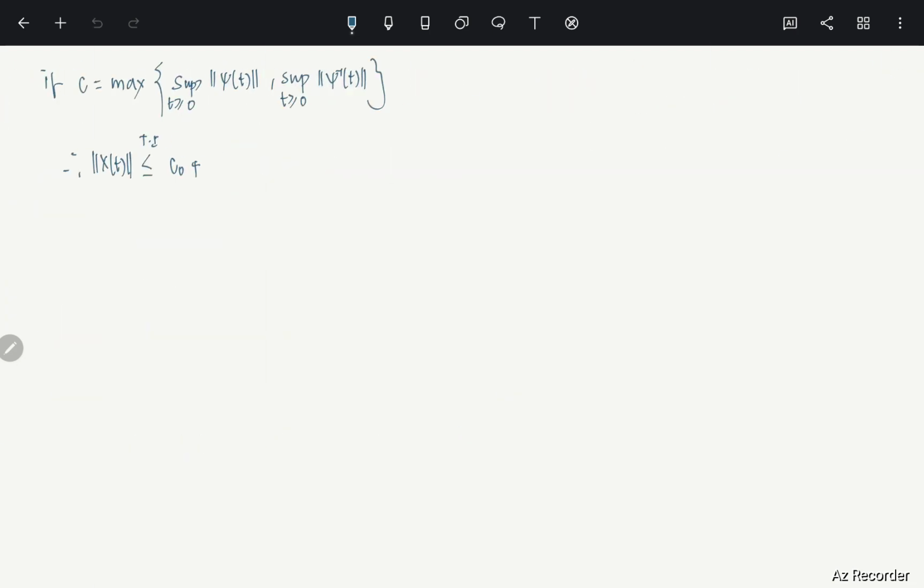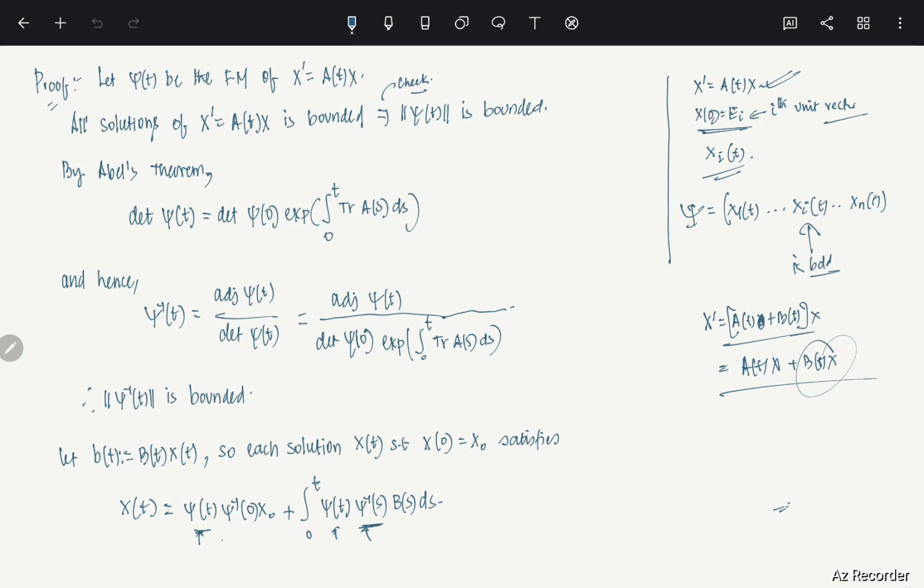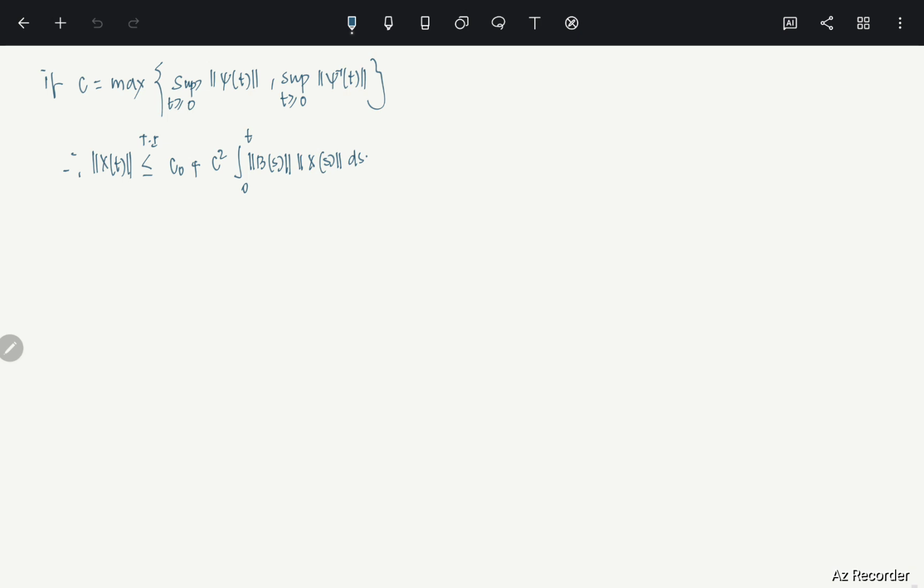Okay, so C naught plus C squared integral 0 to t norm of b of s, and norm of x of s ds. Right? That's what we are going to get, because small b is B times x. Yeah, sorry, I made a small mistake here. This is not capital B, this is small b. Now small b is capital B times capital X, so that is why I just wrote it like this.